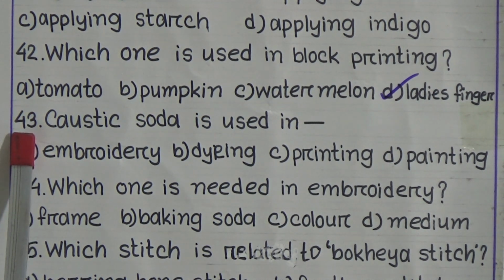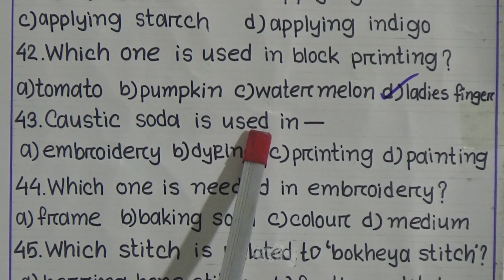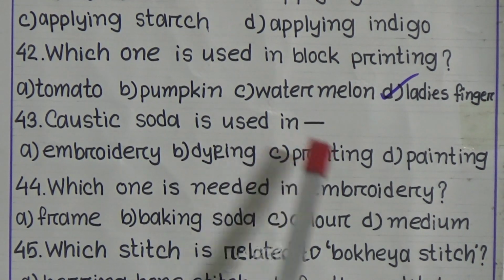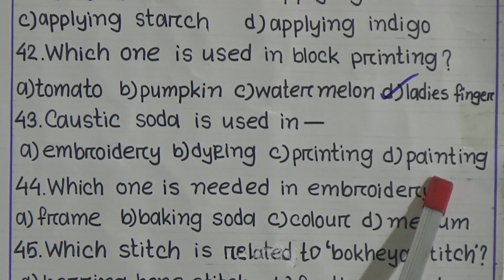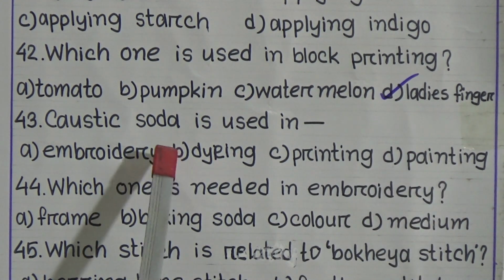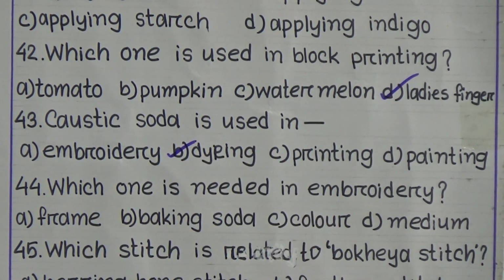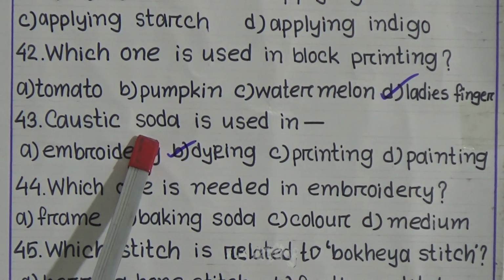Question number 43. Caustic soda is used in embroidery, dyeing, printing, painting. Which one is correct here? Yes, option B, dyeing. For dyeing, we use caustic soda.